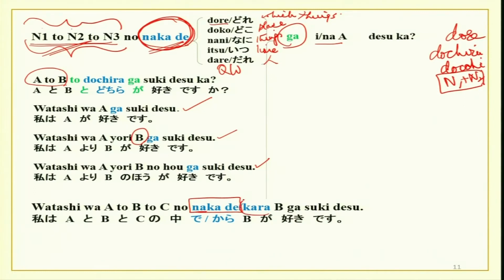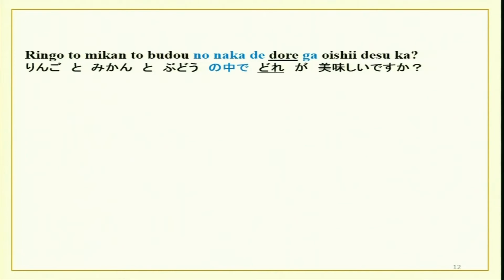Now, this you will understand better, naka kara, from this set of three things which are present over here or which I know about. Watashi wa A to B to C no naka de or naka kara B ga suki desu. I like B. So, keiki to chocolate to candy no naka de or candy no naka kara chocolate ga suki desu. That is how you will use it. Now, ringo to mikan to budo, that is exactly what is given over here. These are fruits, kudamono.